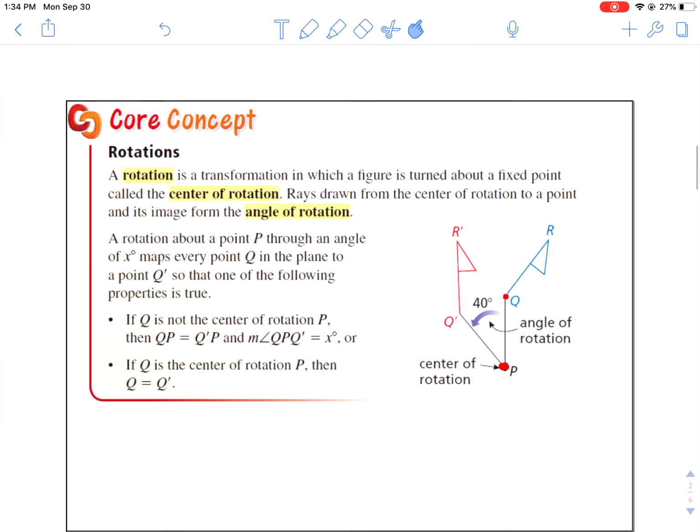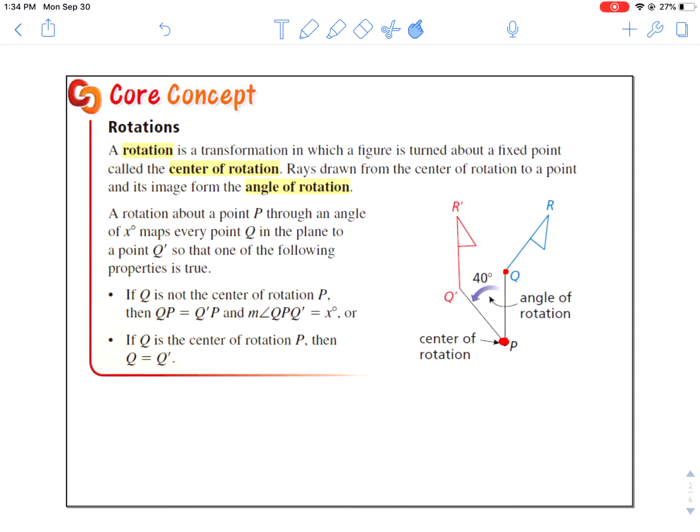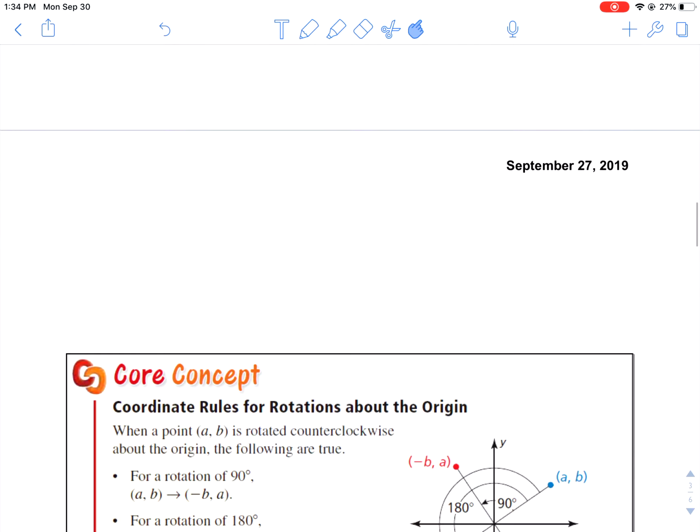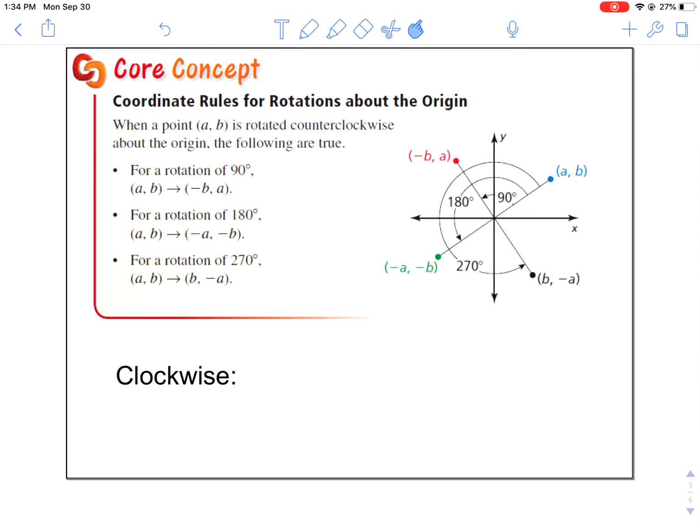So, rotation is taking a picture and rotating it, hence the name rotation. And it's all about an angle of rotation. So, how far am I moving it? Our rules: you have a 90-degree rotation, a 180-degree rotation, and a 270-degree rotation. And those are the rules for those. If it doesn't tell you how to move it, you just understand that it's counterclockwise.